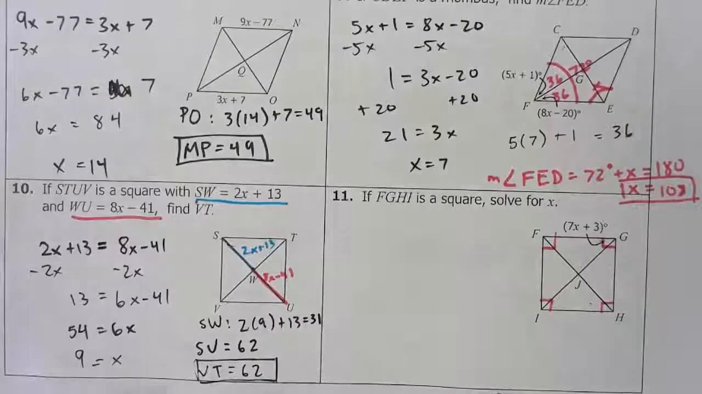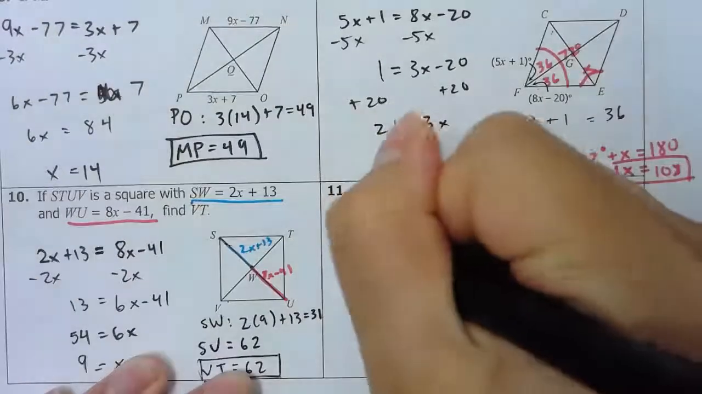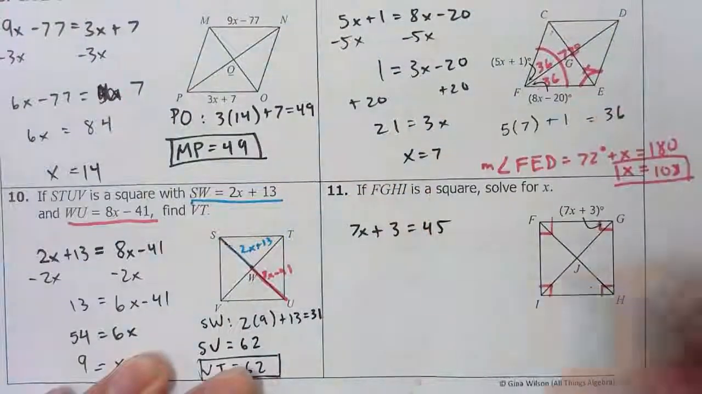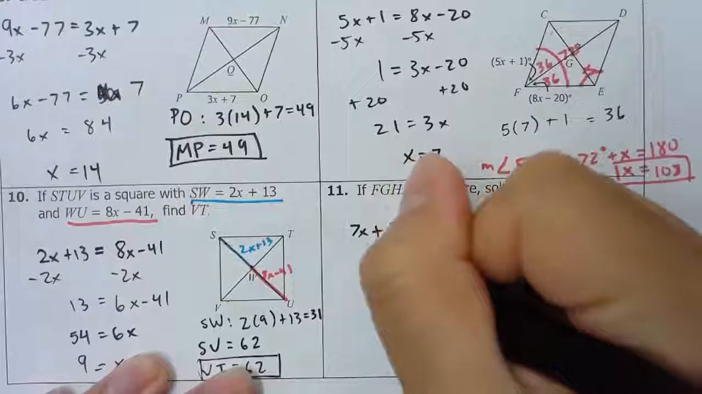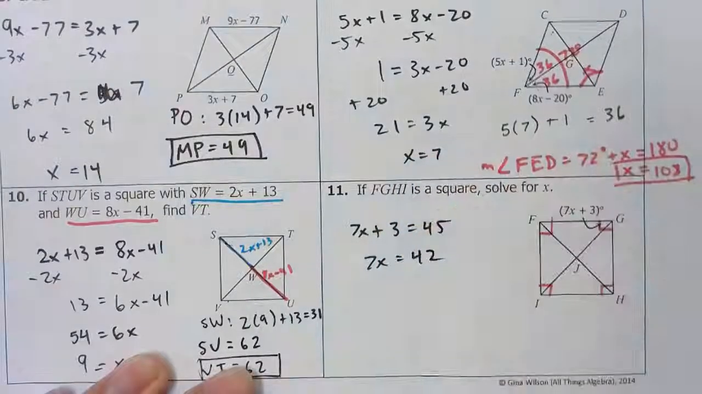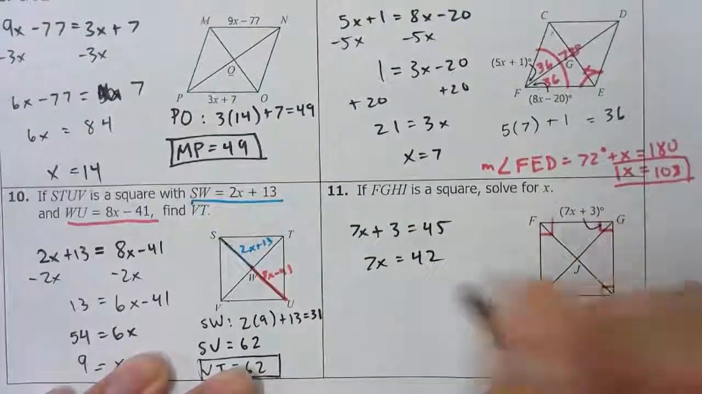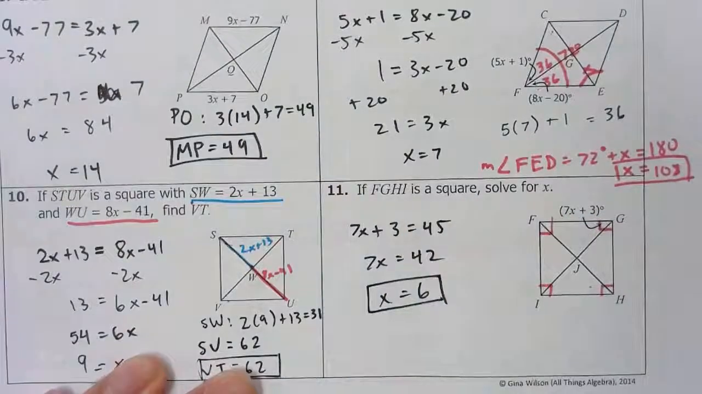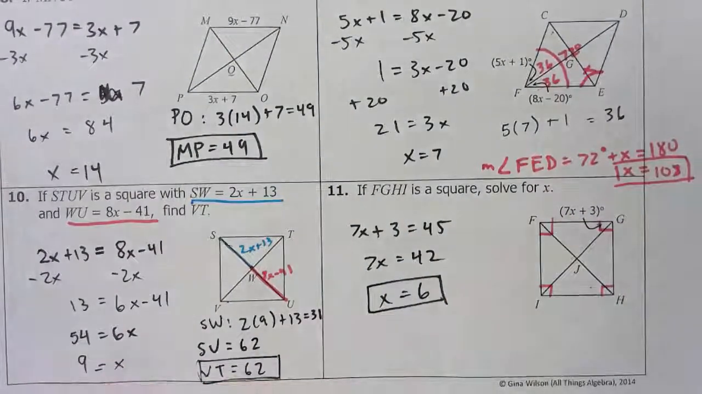And you can say 7x plus 3 is equal to 45. Subtract 3, I get 7x is equal to 42. And then if I divide by 7, I get that x is equal to 6. And that's it. That wraps up concept 38.